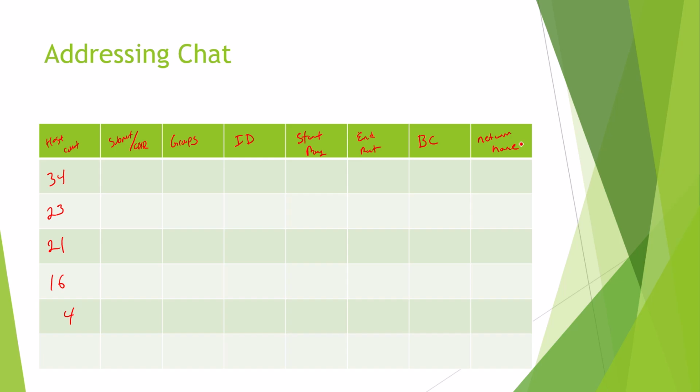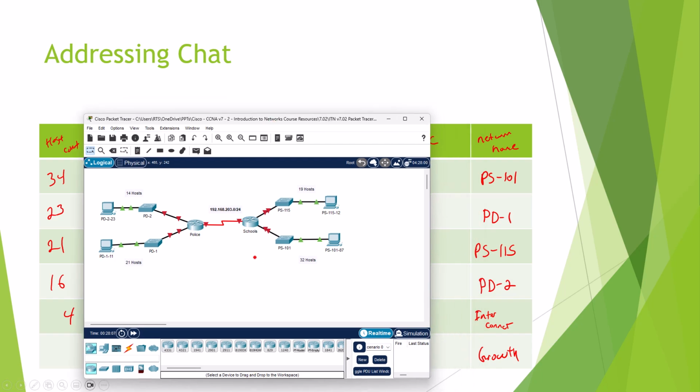So again, the one that gives us 34 hosts, that is our PS101. The one that needs 21 hosts is our PD1, PD2, PS115, and our interconnects. So we are given a little bit of information. We are given our address must start with 192.168.203.0. And we know that because that's the IP address that is in the packet tracer.